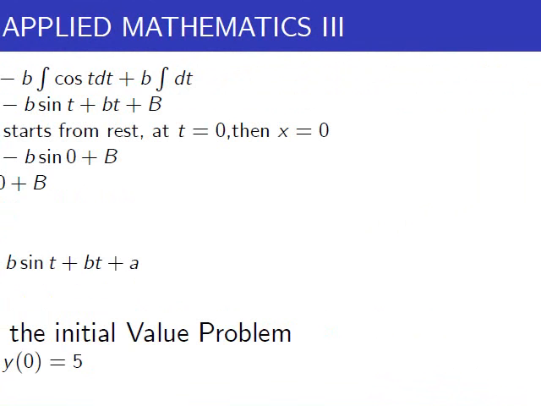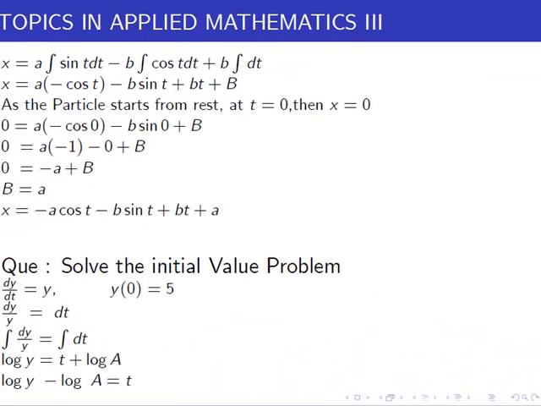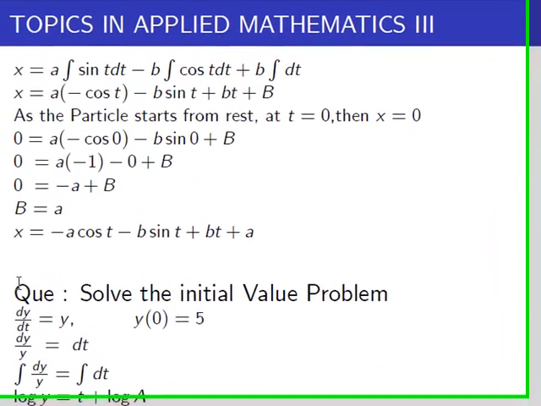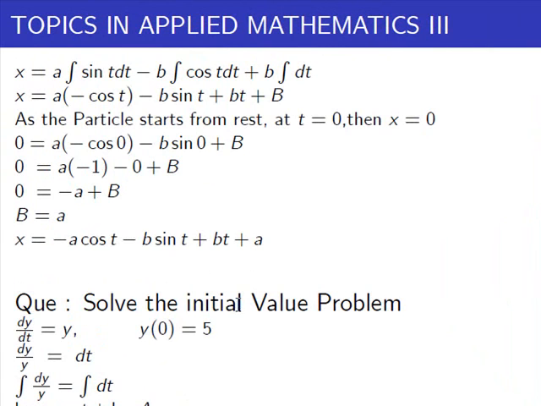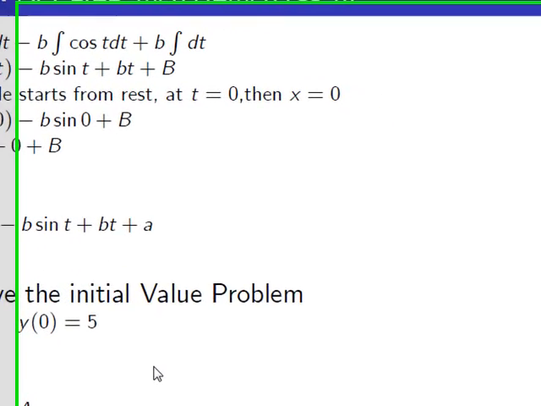Now we continue our practice and we discuss a very simple initial value problem. This initial value problem is dy over dt is equal to y, y of 0 is equal to 5. This is a first order differential equation together with an initial condition. There is one initial condition, and this is sufficient because the differential equation is first order. If the order of the differential equation is 1, then one initial condition is sufficient to solve it.